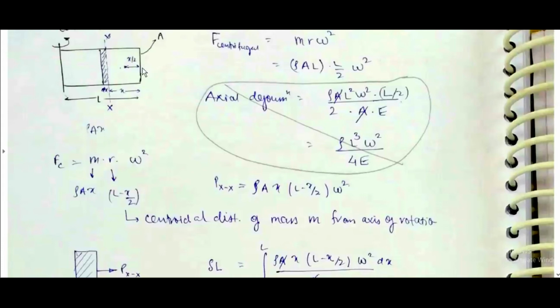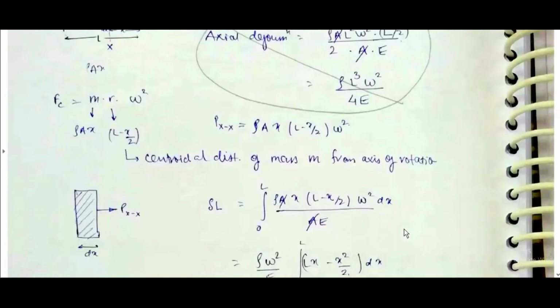Okay. From the center of mass of this point to the axis of rotation, r into omega square. Pxx is equal to rho A x into (L minus x by 2) into omega square. So the centroidal distance L minus x by 2 is the centroidal distance of mass m from the axis of rotation.